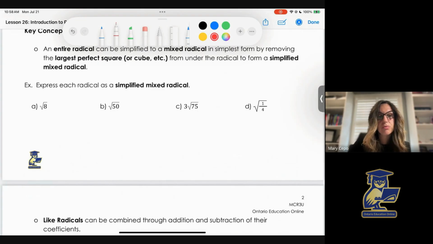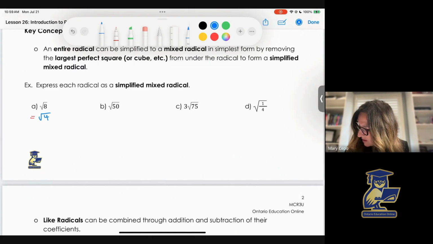Okay, so you want to break down the radical as a mixed radical where one of the radicals' radicand is a perfect square. So √8, we can do that. We can say that would be the same thing as √4 times √2, because 4 times 2 is 8. So we just broke it down into two separate radicals because we can simplify. What is the square root of 4? Well, the square root of 4 is 2.